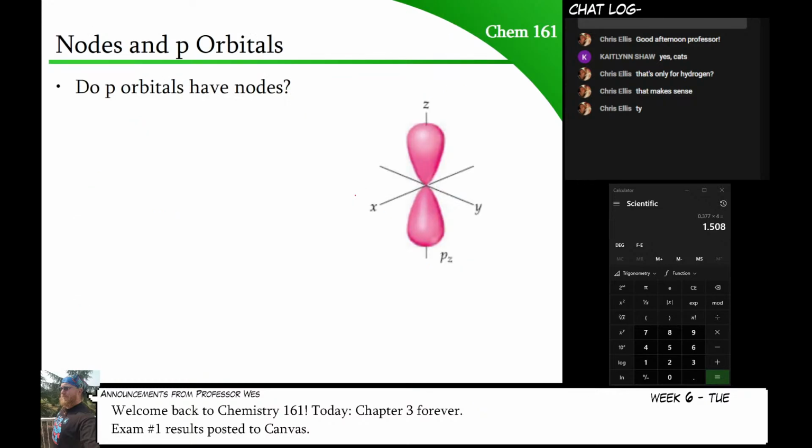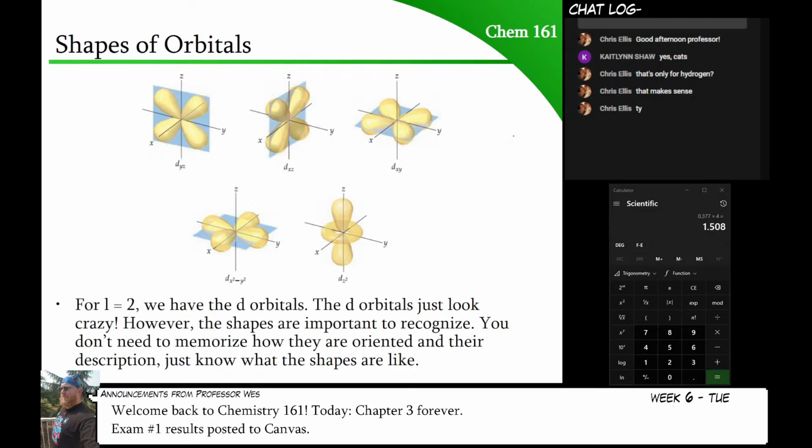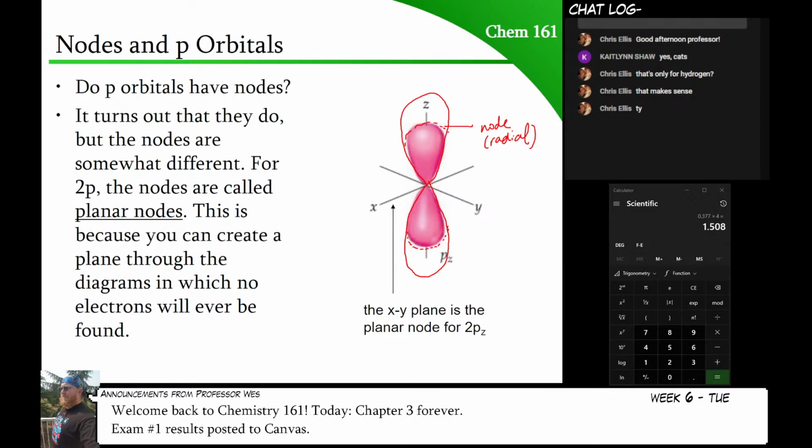All right. And we've already talked about the nodes, so there's our planar node. Now, what if I had a 3p orbital? A 3p orbital would look like this. We'd still have the planar node, but we just have another sort of layer on top of this. And there would be a node somewhere in there. And that node would be a radial node. So I think I actually asked you to draw that orbital on the next page coming up here.